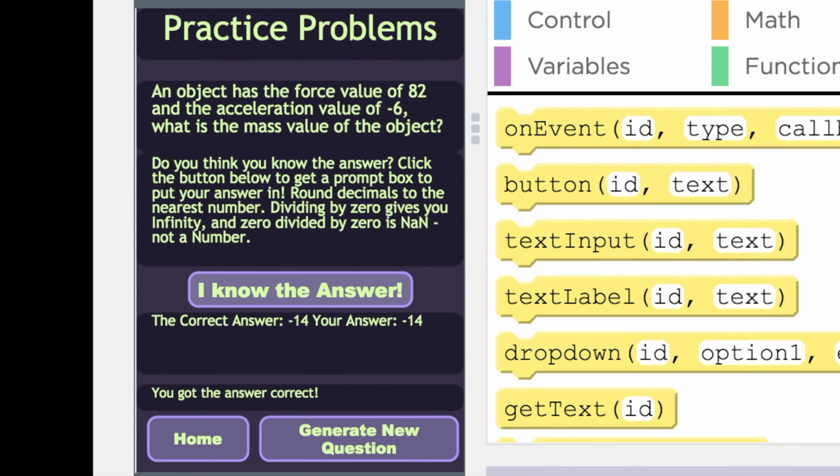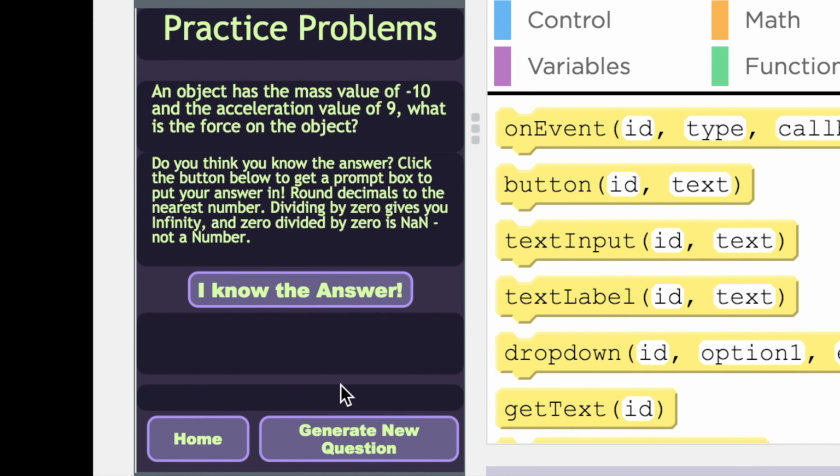So the calculator will first randomly generate these numbers, and then it will solve for those numbers. So the calculator solved for -14, which is the correct answer, and then my answer was 14, which is the correct answer. So I got the answer correct.